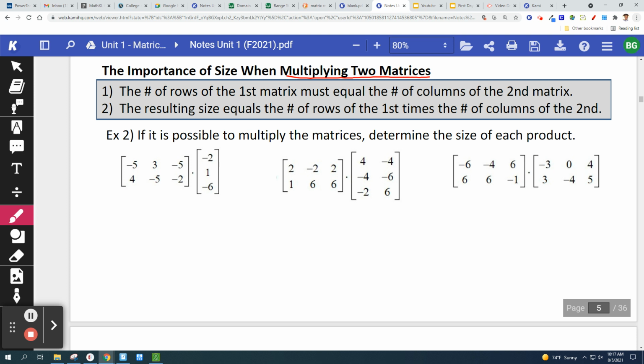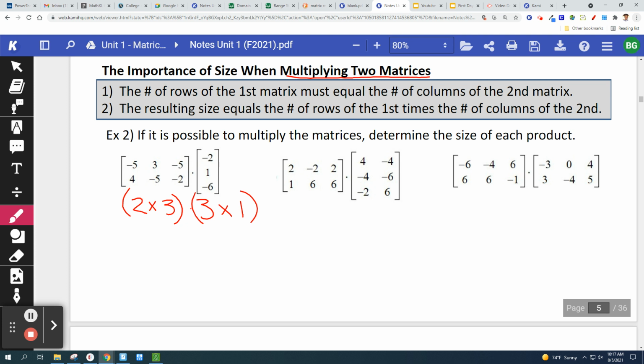All right, so example 2 says, if it is possible to multiply the matrices, and sometimes it won't be, determine the size of each product. So we have to look at the sizes of the matrices to see if it's even possible, and that's our first move. I see a 2 by 3 times a 3 by 1. Is that what you see?